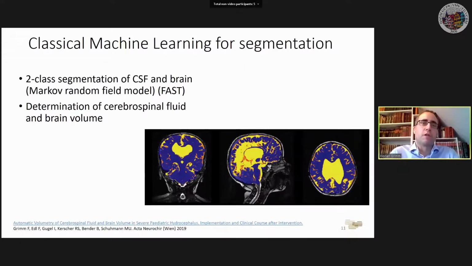So consecutively, two-class segmentation into brain and CSF is performed with the Markov random field model by the FAST algorithm. So this algorithm is using also the information of neighboring boxes for classification, and no atlas-based information is used for a proper segmentation. And there we have nice results even in a grossly changed anatomy. So going out from those masks, here now the brain is displayed in blue and the CSF in yellow, we can calculate the volumes.